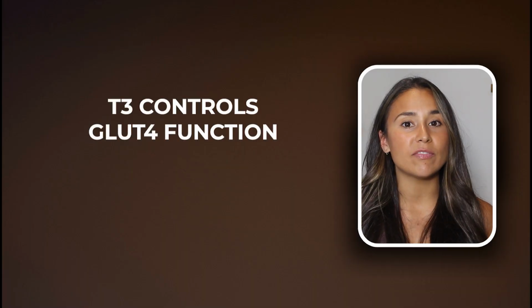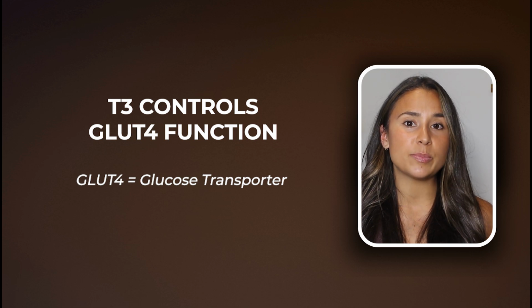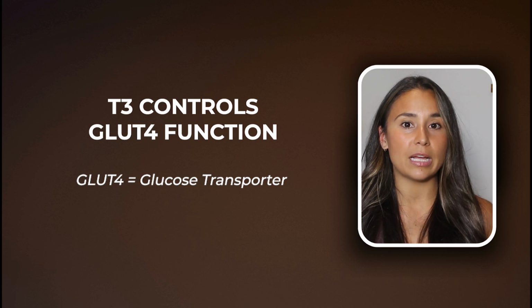So in hypothyroid states where there's low thyroid function, the cells become less responsive to insulin, and we see a correlation with a greater risk of insulin resistance occurring. T3, or that active thyroid hormone, also controls what's called GLUT4 expression. GLUT4 is a glucose transporter that's responsible for helping transport that glucose into those tissues and cells that need it.